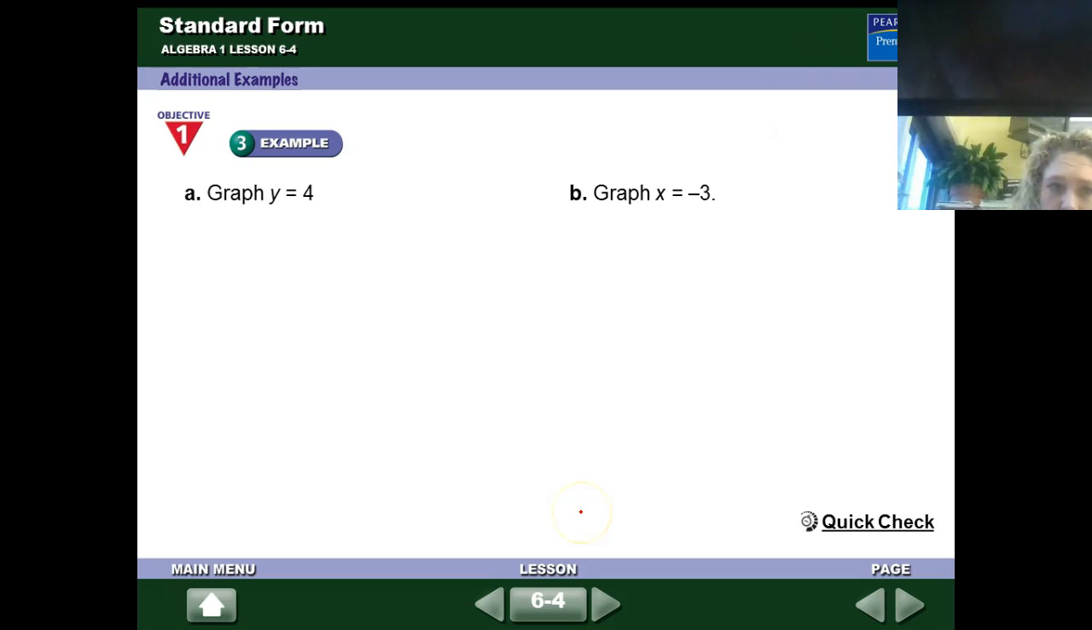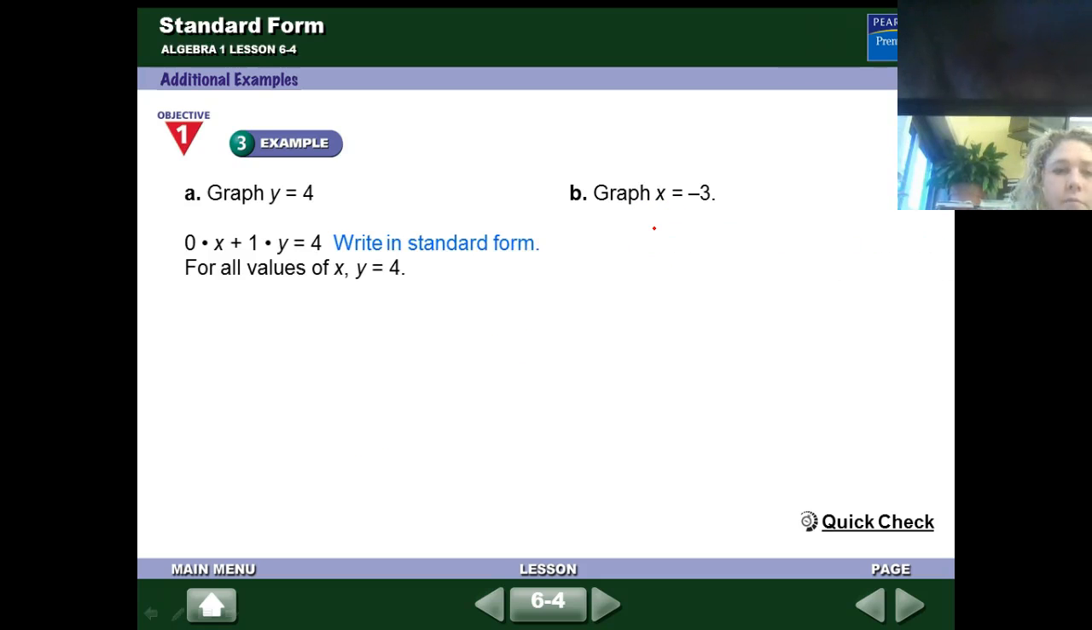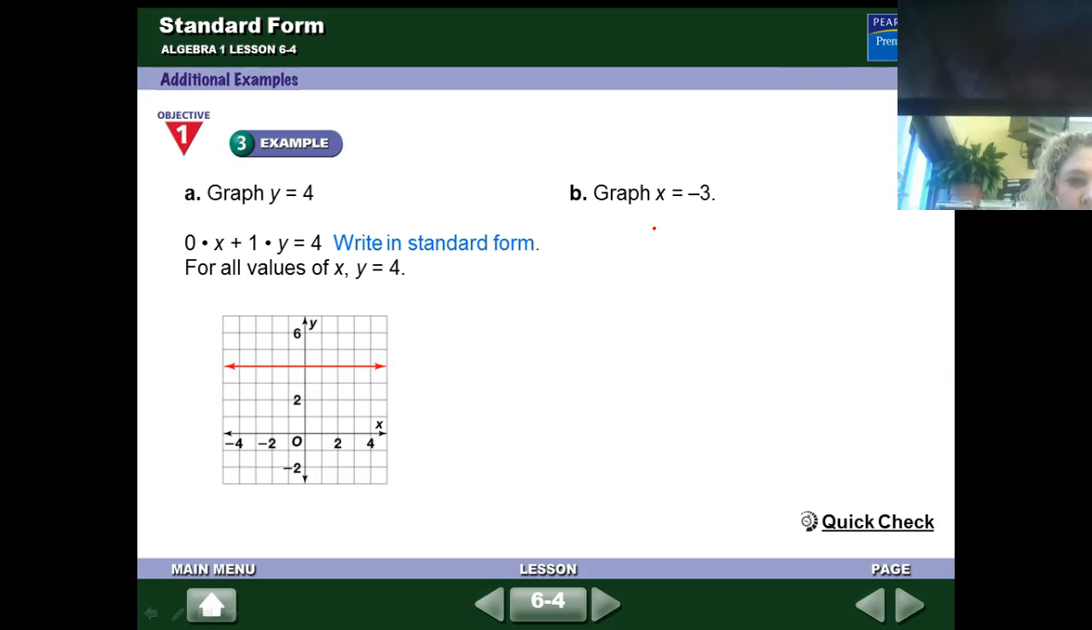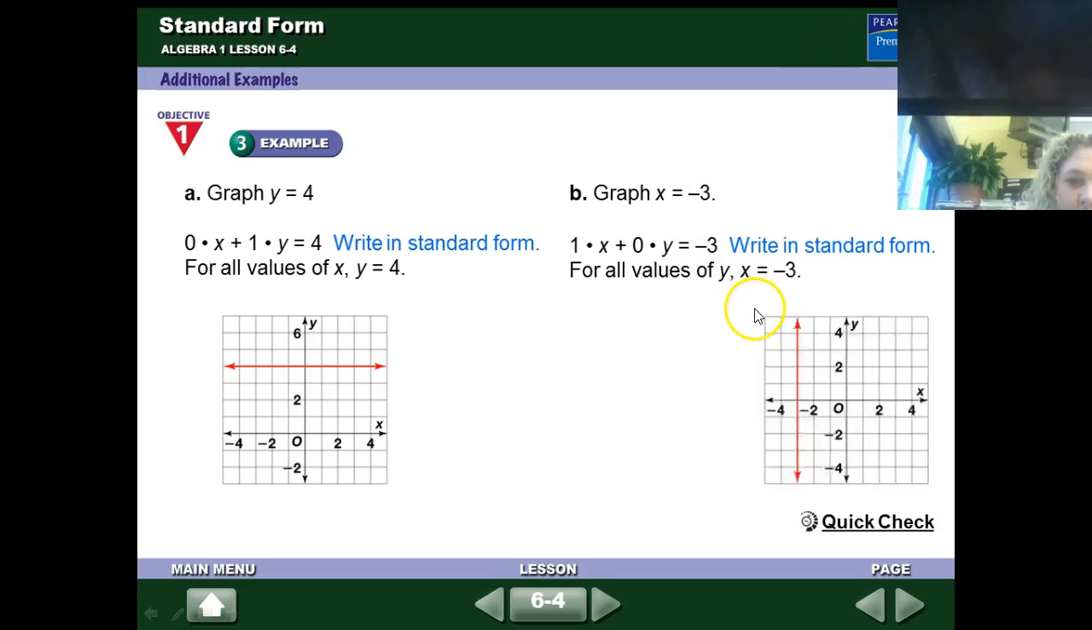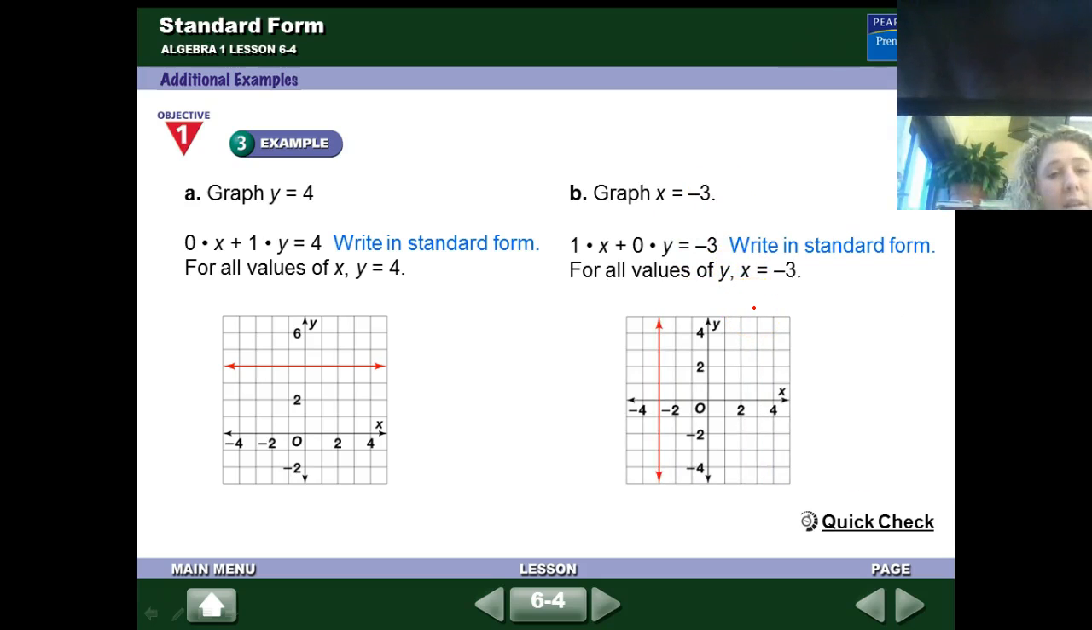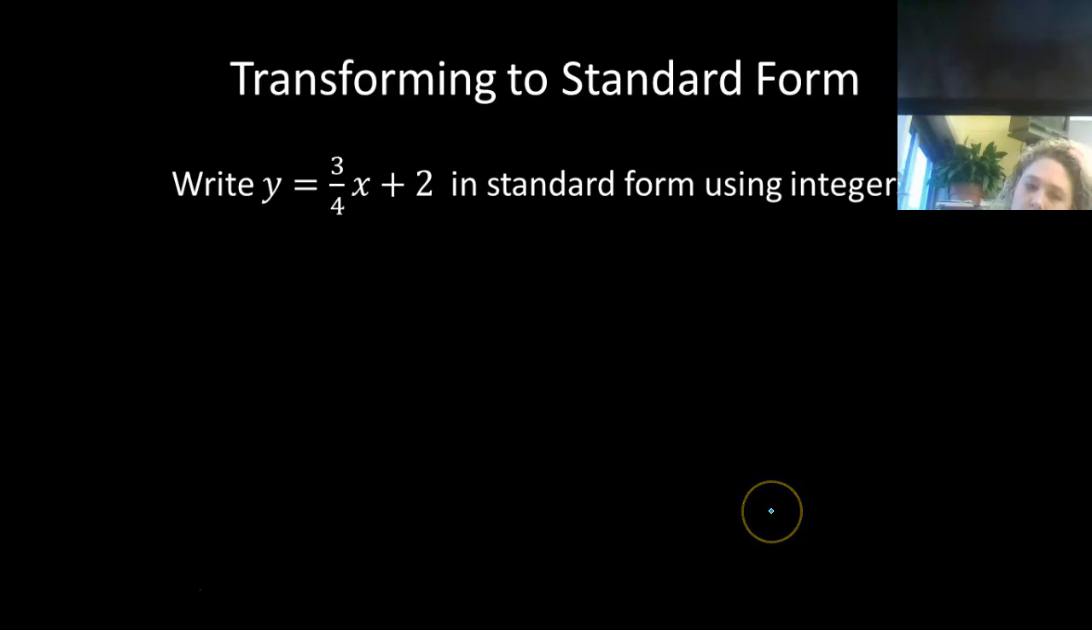Go ahead, pause the video and graph y equals 4, and then graph x equals negative 3. If you write y equals 4 in standard form, you should see that y equals 4, so go to 4 and draw your straight line here. When you write the other in standard form and solve it out, you're going to get x equals negative 3 and create a graph like this.